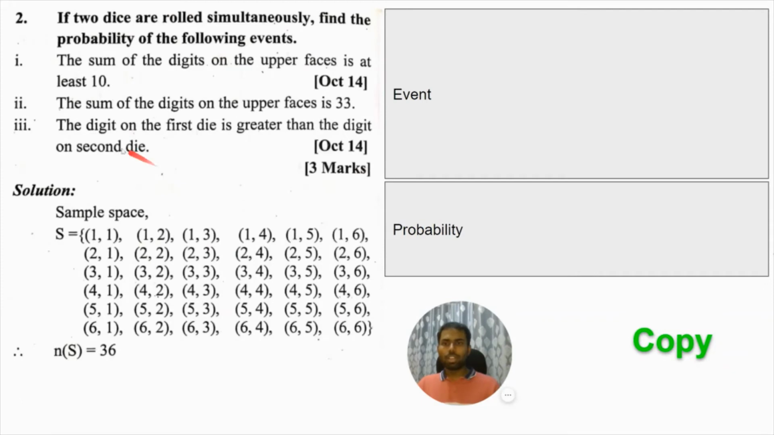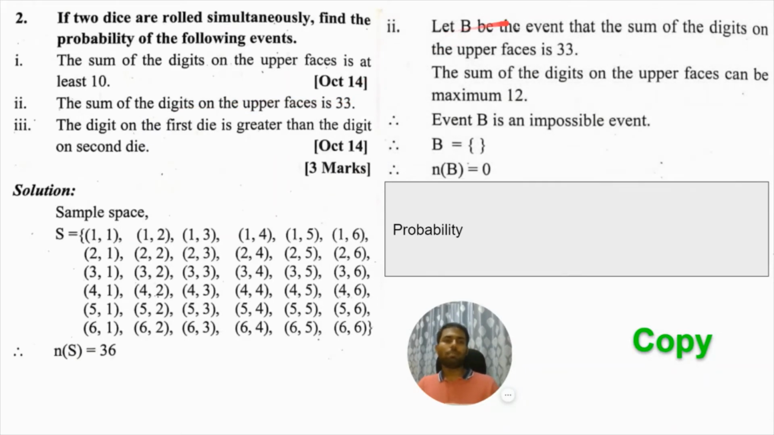Okay, so second event, उसका नाम दे दो, let event B be the event where the sum of the digits on the upper face is 33। Okay, so ये यहाँ पे लिखा है, let B be the event that the sum of the digits on the upper face be 33। Okay, so सबसे बड़ा नंबर कौन सा यहाँ पे?